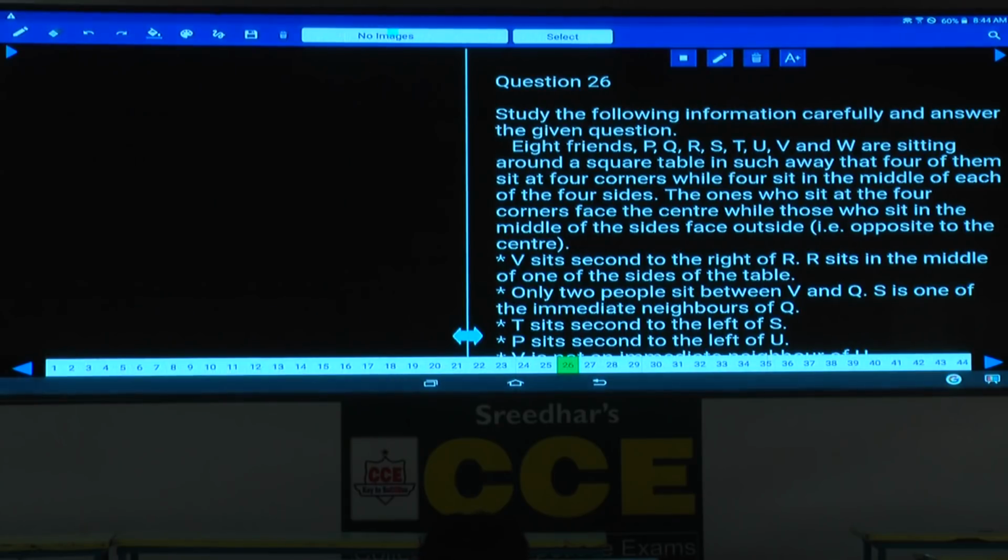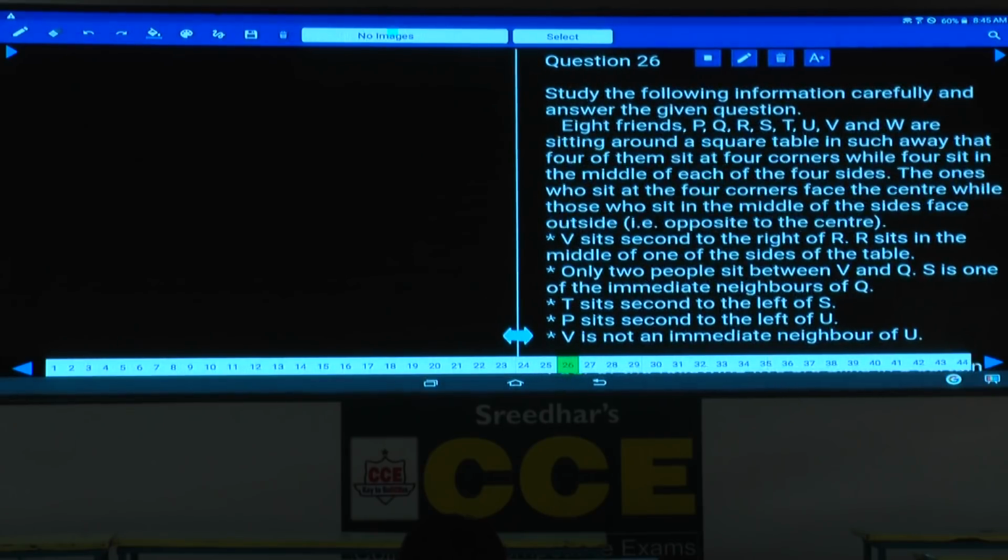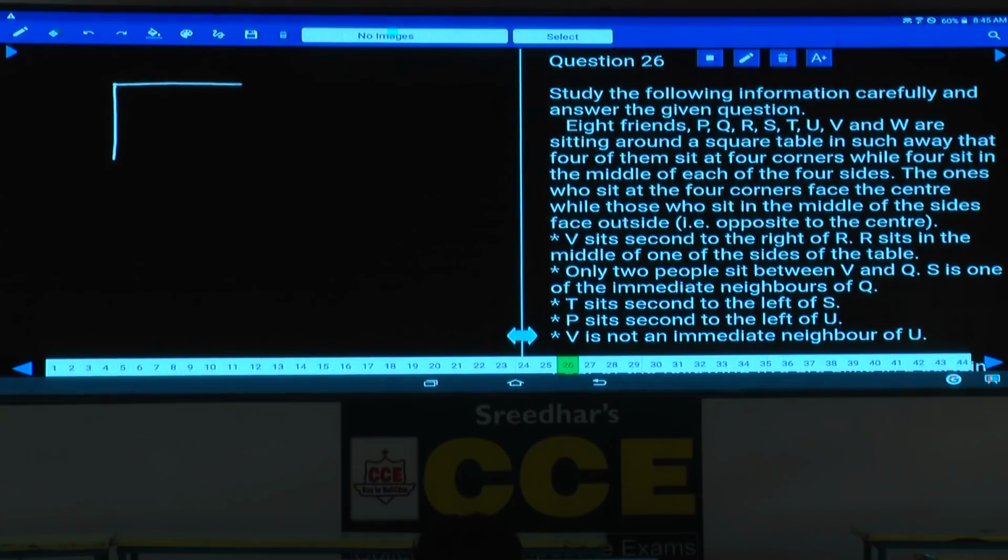Now in these question numbers 26 to 30, how many persons are there? 8 friends P, Q, R, S, T, U, V and W are seated around a square table in such a way that 4 persons are seated at the corners, and the remaining 4 sit in the middle of each of the 4 sides. The ones who are seated at the 4 corners are facing the center, isn't it? And the persons who are seated in the middle are facing away from the center.